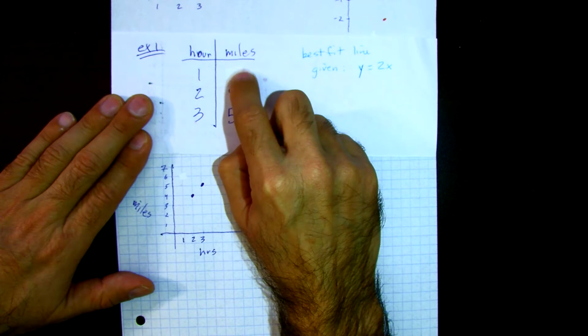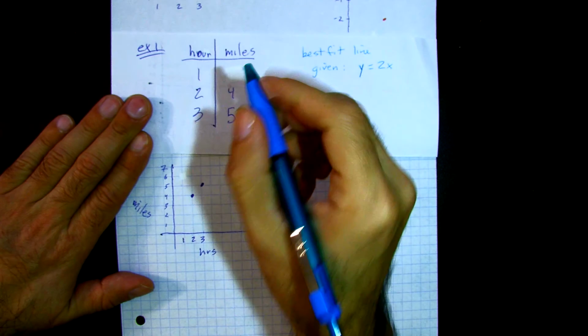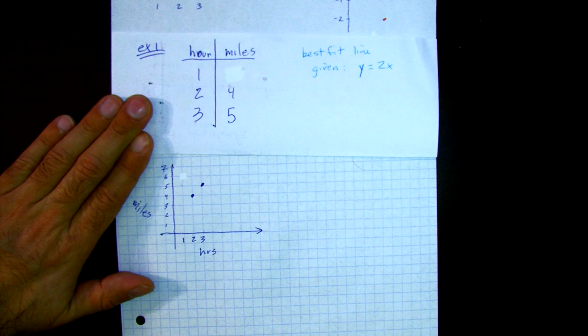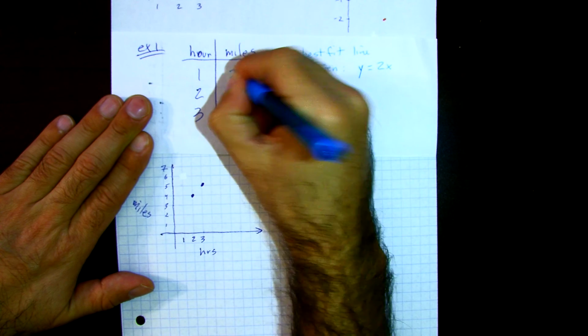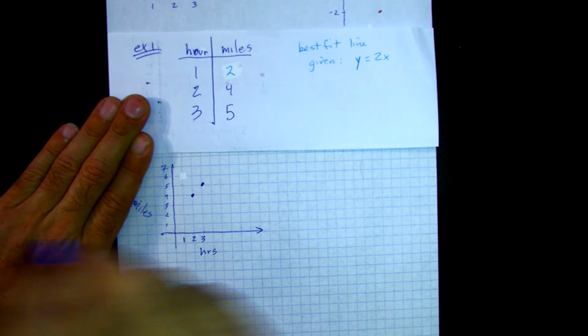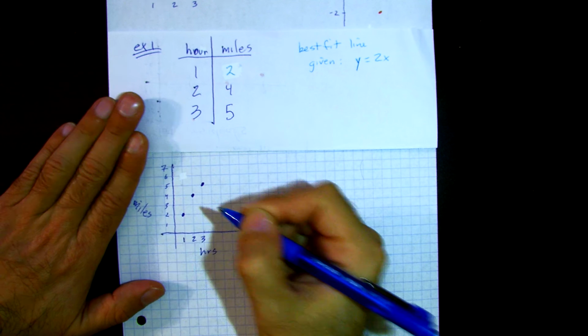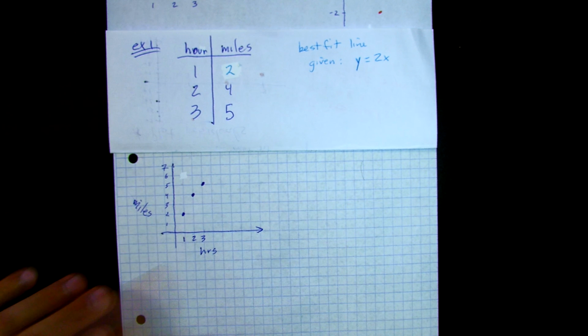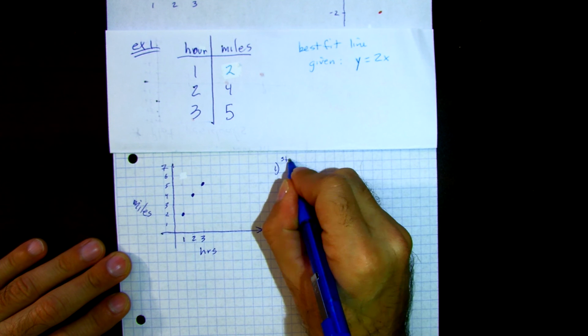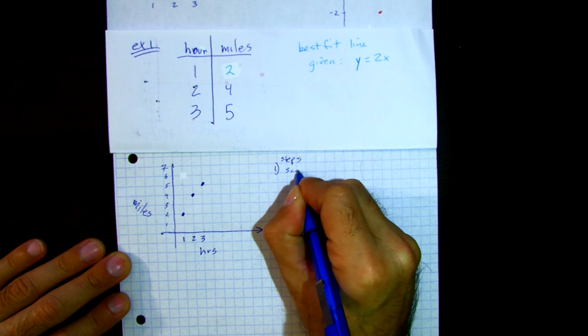Let's change that to 2. Okay, so that data point we're going to re-put right here at 2. All right, first step done. First step, make your scatter plot.